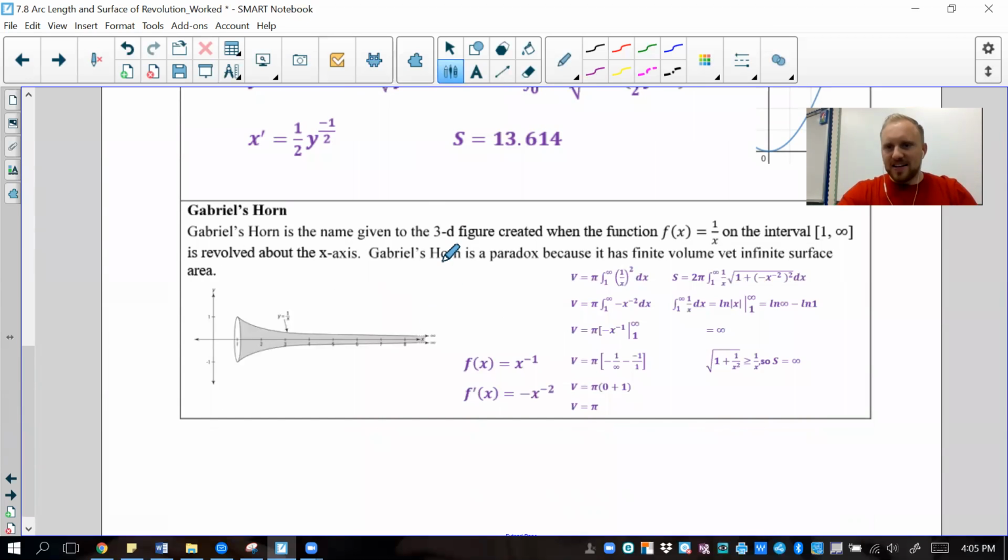The last example I'm going to show you in this lesson is called Gabriel's horn. This is kind of a paradox concept. Gabriel's horn is the name given to a three-dimensional figure created when the function f of x equals 1 over x, on the interval from 1 to infinity, is revolved around the x-axis. Gabriel's horn is a paradox because it has a finite volume, but an infinite surface area, which is pretty crazy.